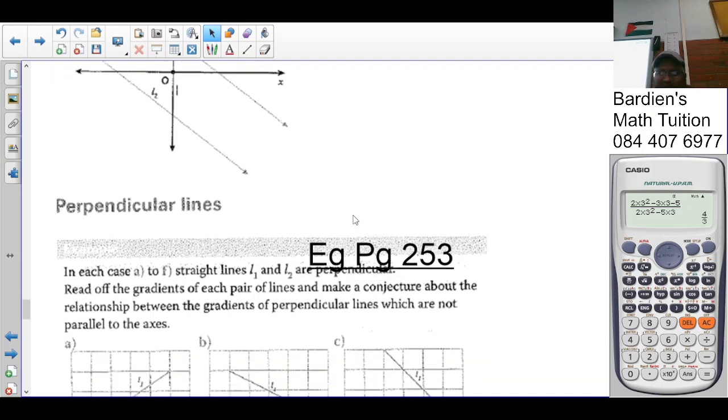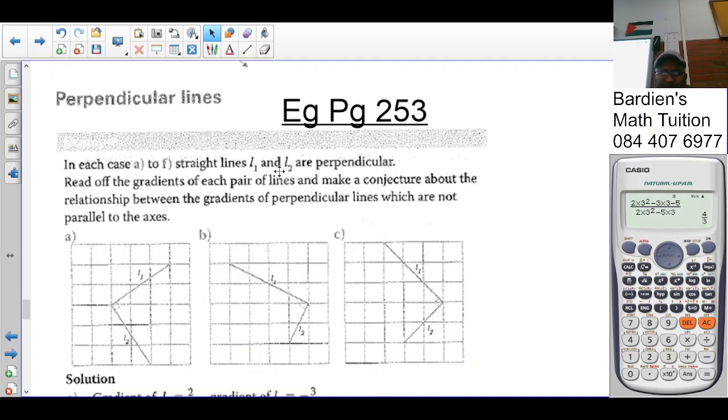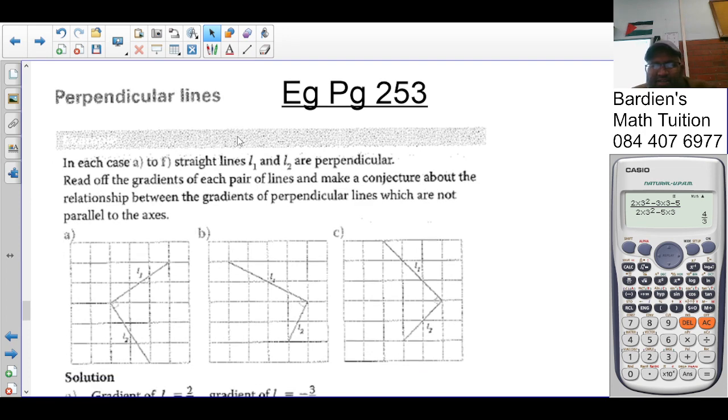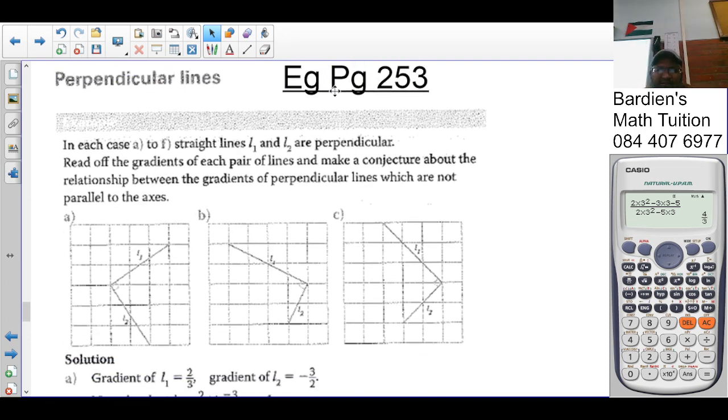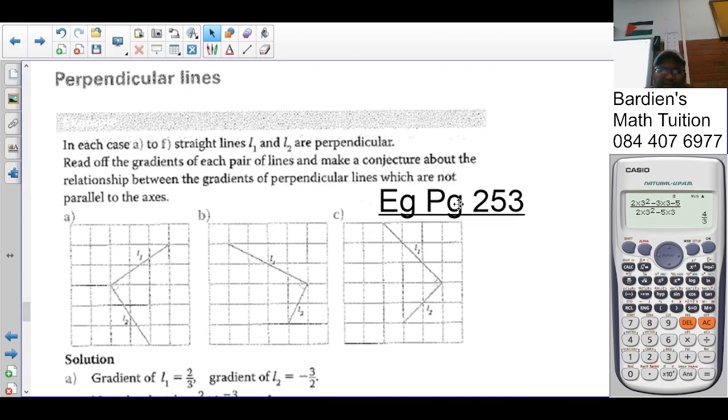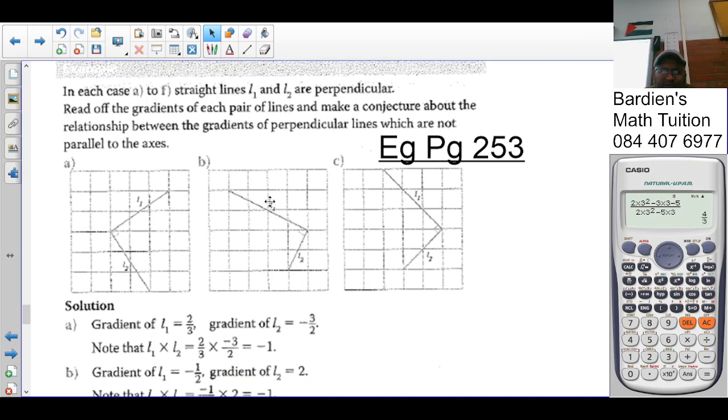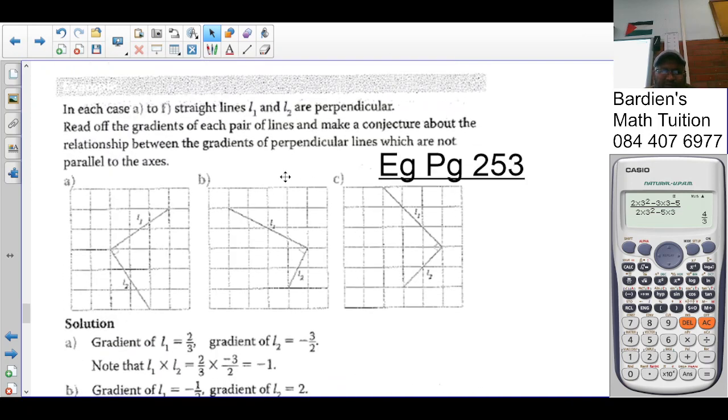And the next note I need you to make: if lines are perpendicular. That's your next subheading, if lines are perpendicular. And we'll read the note now. It says, in each case A to F, line L1 and L2 are perpendicular. What does perpendicular mean? It's at 90 degrees. The angles are at 90, or the lines stand at 90 degrees to each other.